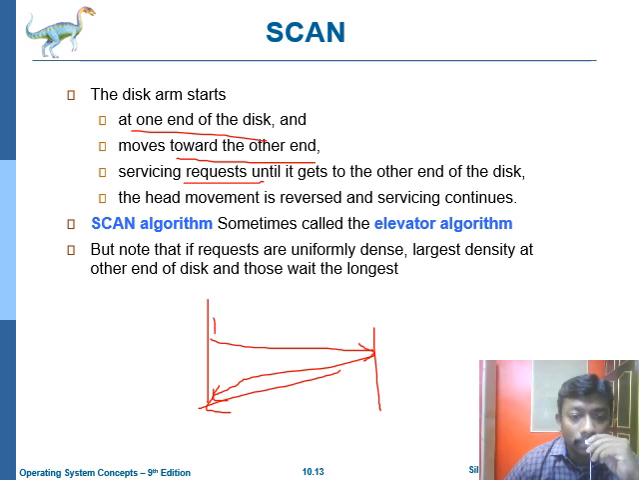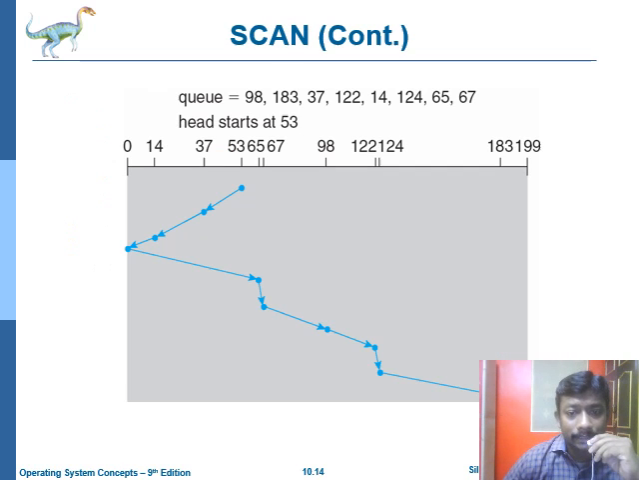So from one end of the disk it will go to the other end, and then the direction is reversed. The SCAN algorithm is sometimes called the elevator algorithm, but note that if requests are uniformly dense, the largest density is at the other end of the disk, and those requests wait the longest. As I said in the previous slide, we consider the same scenario. The queue has this data.